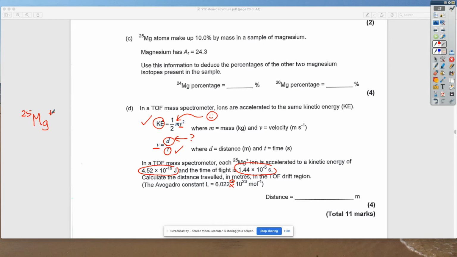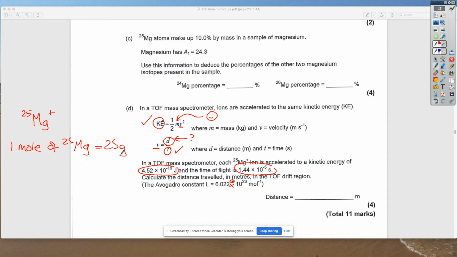What I want to know is the mass of one of these ions. So what's important is that I remember that if I've got a mass of 1 mole of anything, then that will be equal to its relative mass in grams. So are you okay that if I have 1 mole of this, then that would weigh 25 grams? Is everybody okay with that as a statement or not? That's something that you do at GCSE.